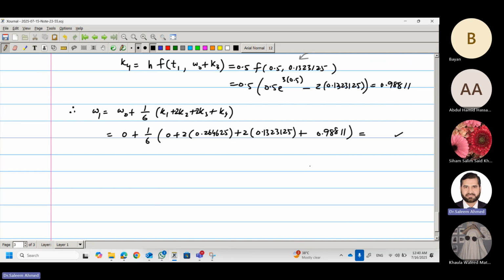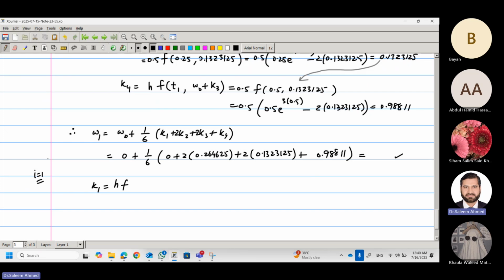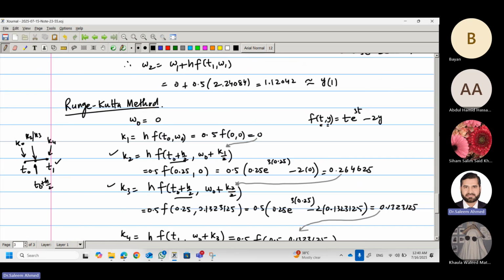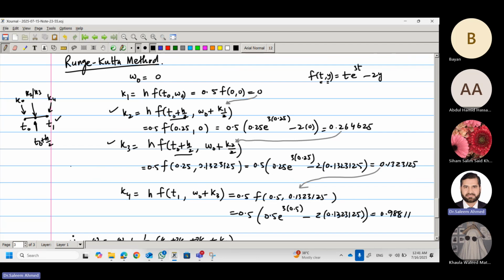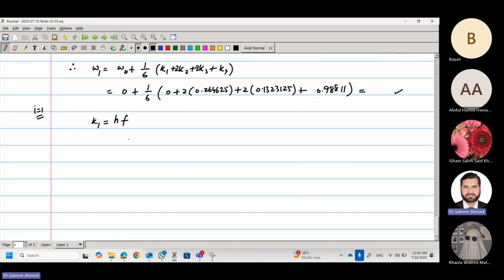And if you want to complete this question, of course, there will be a second step from W1. You will again calculate K1. K1 is now H f of T1, W1, because it's step 2 now. In step 1, your i was 0, and now i is 1. So now K1 is f of T1, W1, right? So H is 0.5, T1 is 0.5, and W1 comes from here. This is your W1, right?